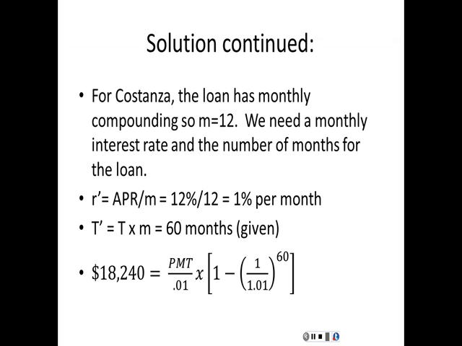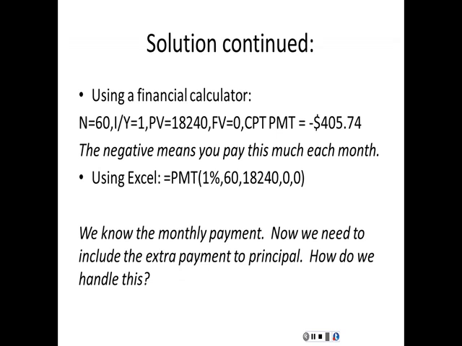Applying these numbers into our present value of the annuity formula, all we have left is the payment to solve for. It's fairly straightforward on a financial calculator. N is 60, which is of course T prime. Our interest is 1%, or that's our R prime. Notice in the calculator, you don't use the percent sign. Present value is just the value of the loan. Future value is always 0 on an amortized loan, and we compute the payment.